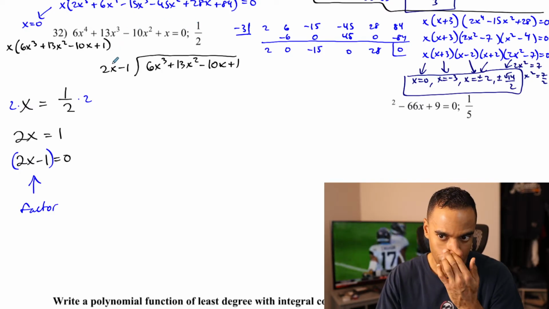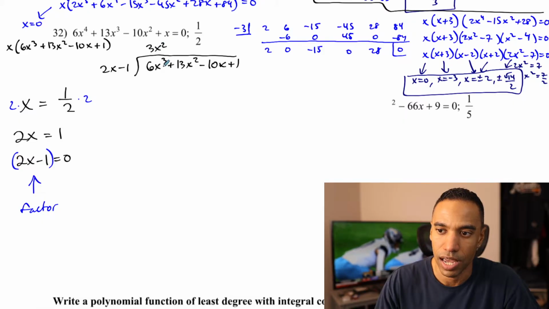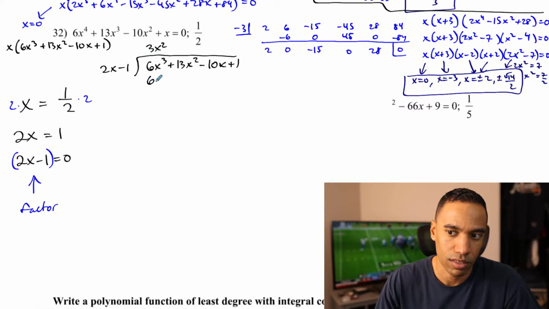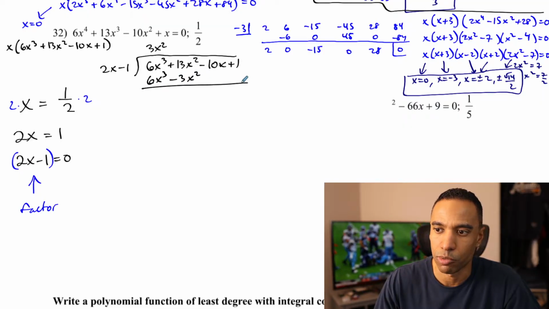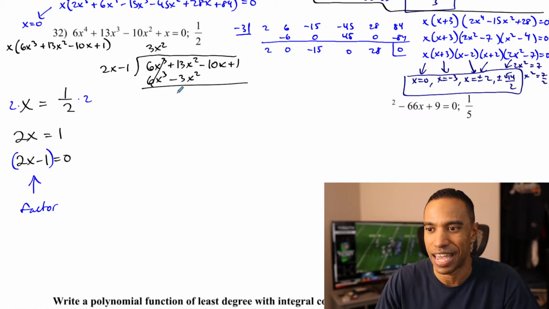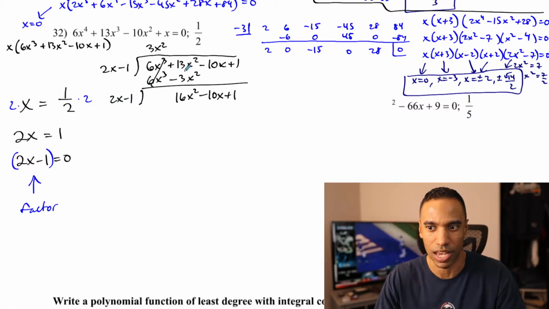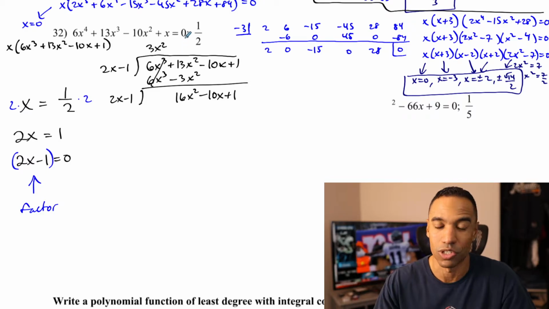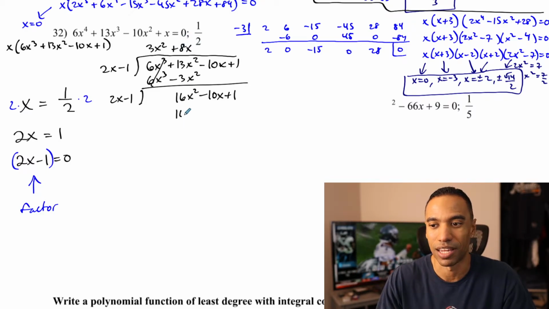All right, so 2x goes into 6x cubed, 3x squared times. Multiply those, and listen, this will probably be slower. Multiply those right there, and then we subtract. 6x cubed minus 6x cubed, 13x squared minus negative 3x squared is positive 16x squared, minus 10x plus 1. If you've seen me do long division before, then you know I don't change the signs and I don't write subtraction. I just do it. Sorry about that. If you haven't seen me do it before, I'm sorry about that.